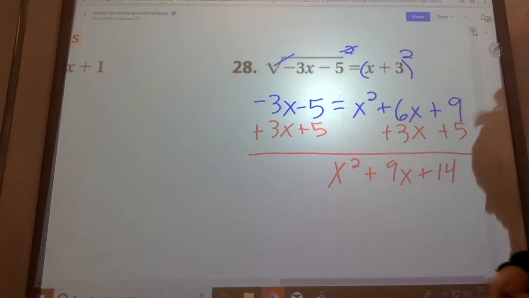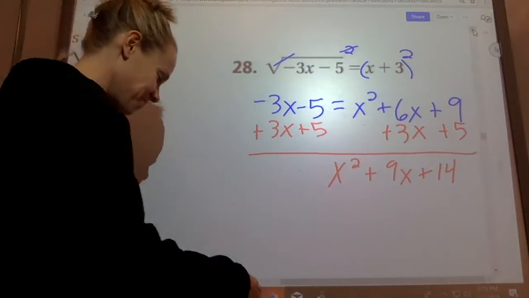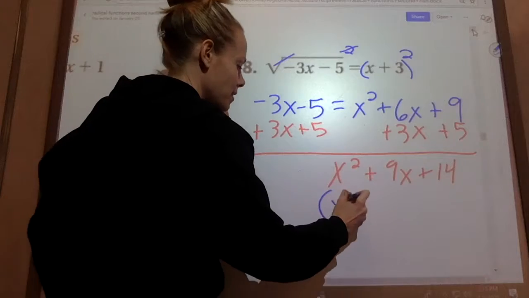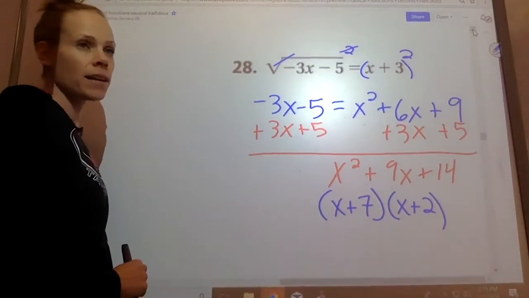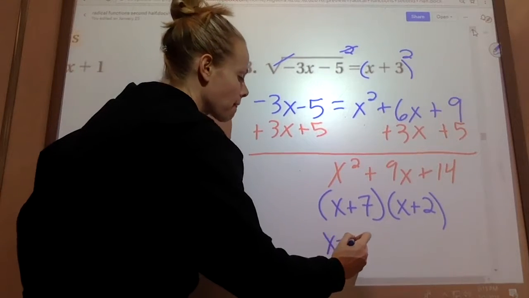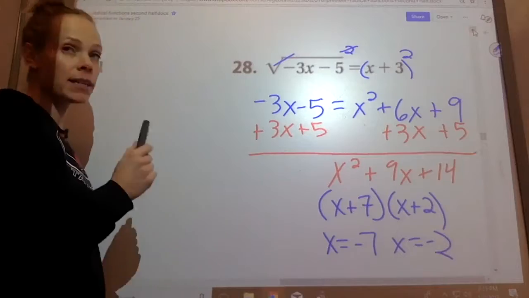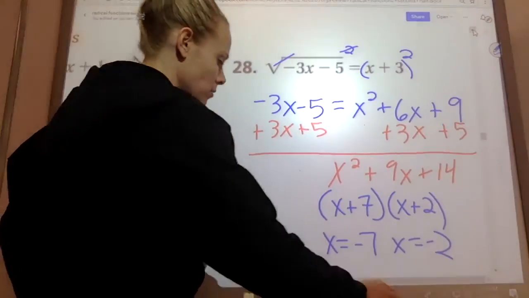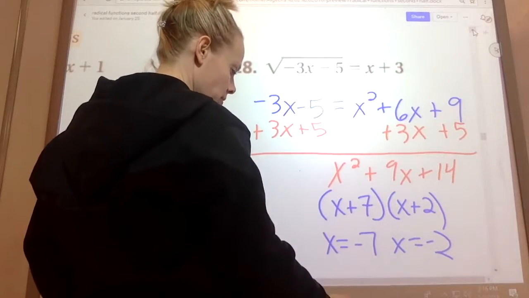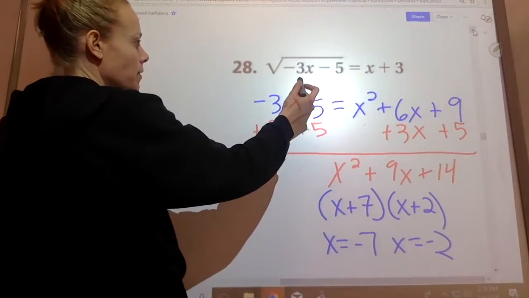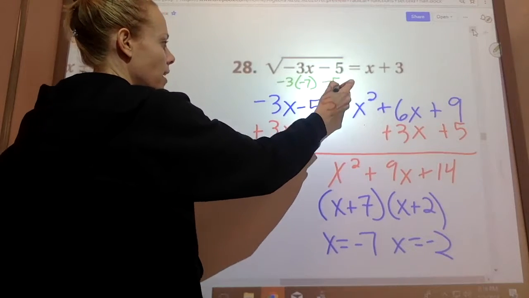And then I want to factor that. What do I multiply equals 14, but add equals 9? 2 and 7. Good. x plus 7, x plus 2. So what would my answers be? -7, -2. Good. Okay. But I need to check them. So I go back up to my original equation. Always go back to your original. Let's plug in -7. So I'd have -3 times -7 minus 5.